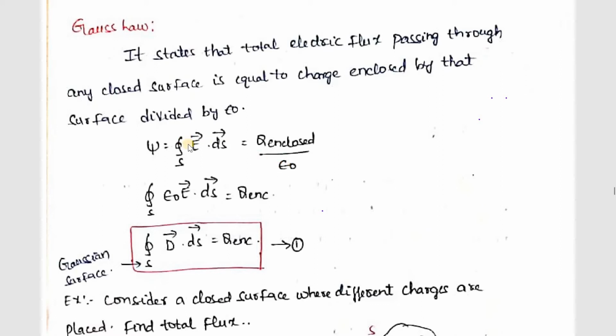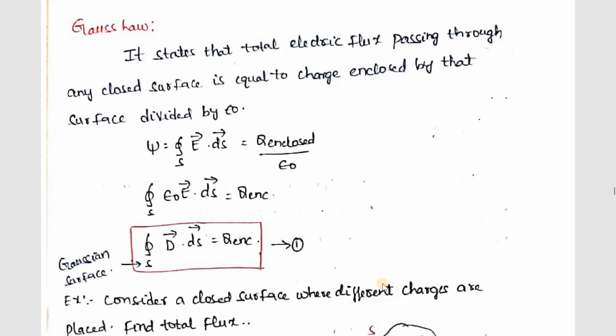If we bring epsilon naught to this side, we get epsilon naught into E dot ds is equal to Q enclosed. This is nothing but the charge enclosed. We know that the relation between D and E is D is equal to epsilon naught into E. So it is D dot ds is equal to Q enclosed, and this closed surface is nothing but the Gaussian surface. According to Gauss law, the Gaussian surface is always a closed surface.